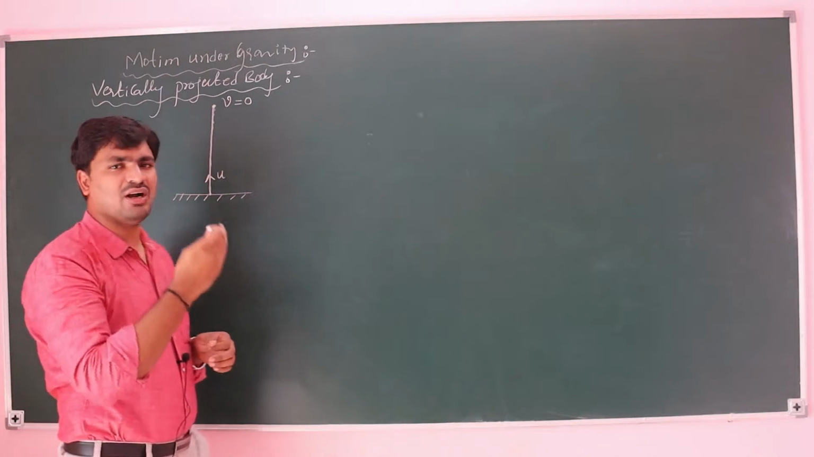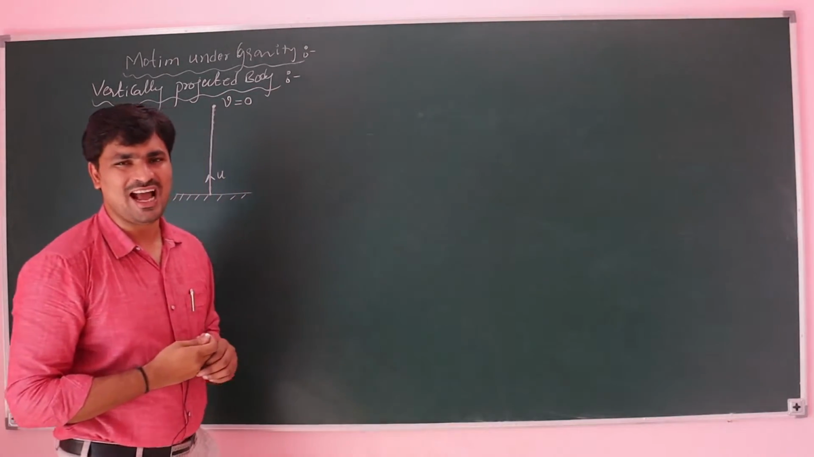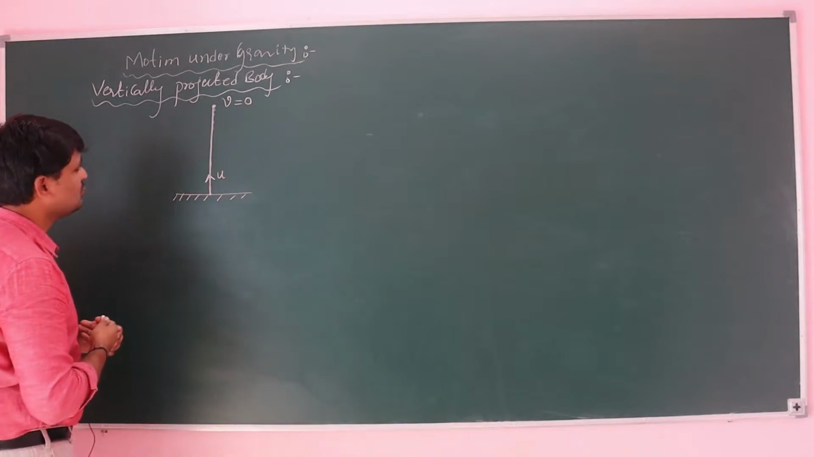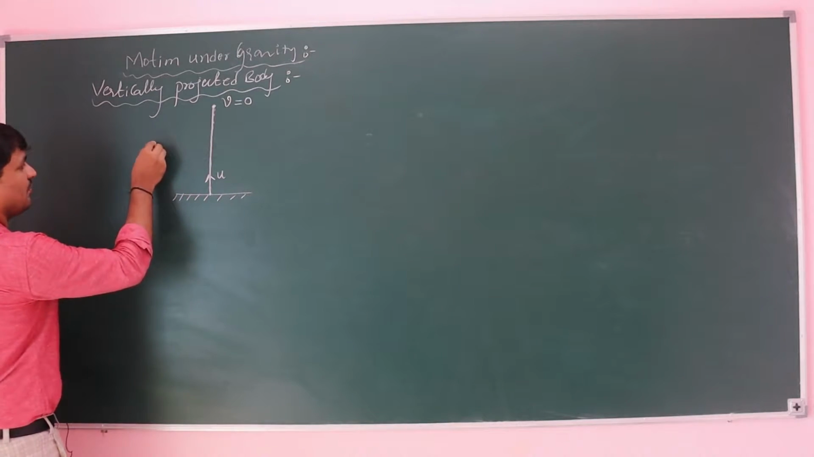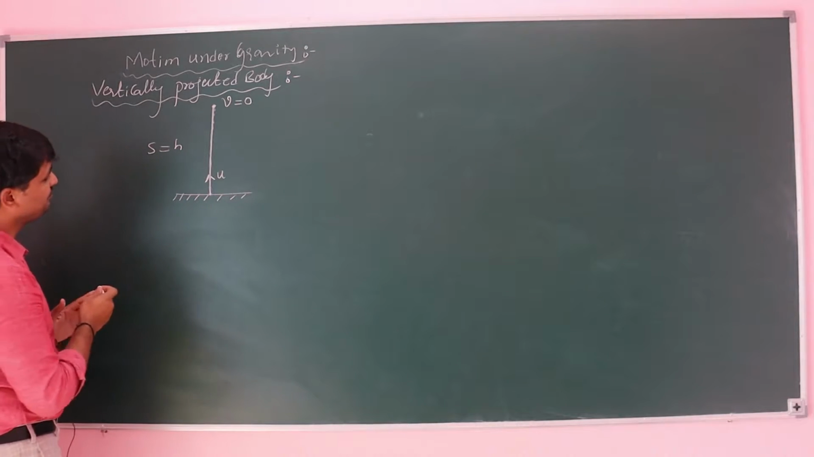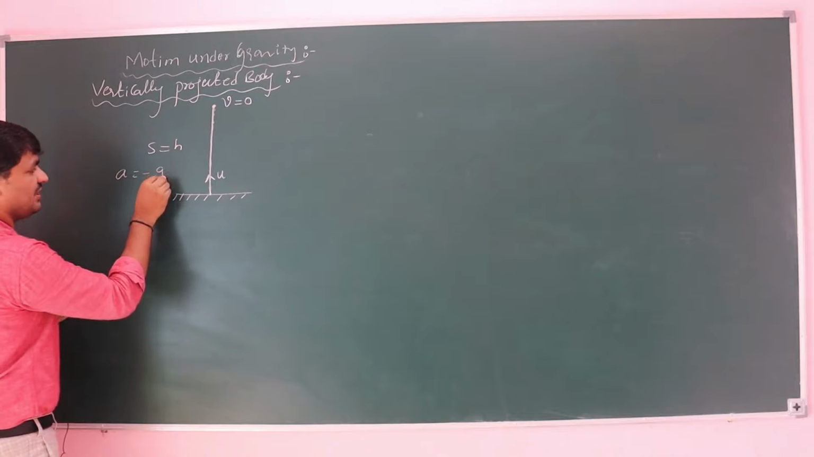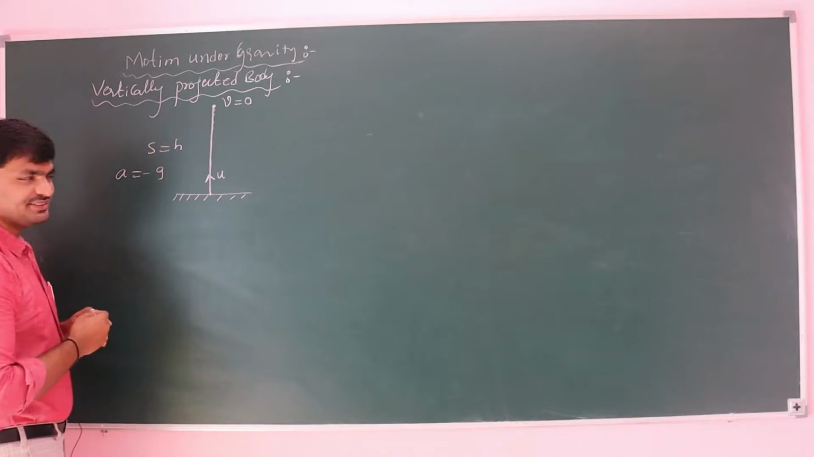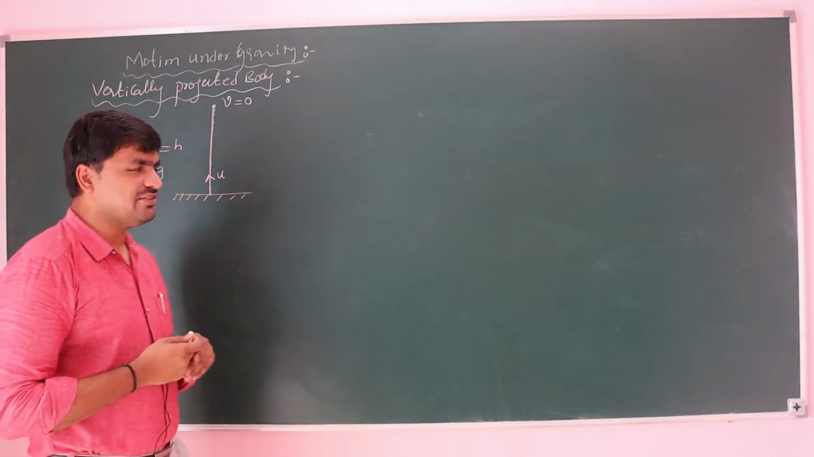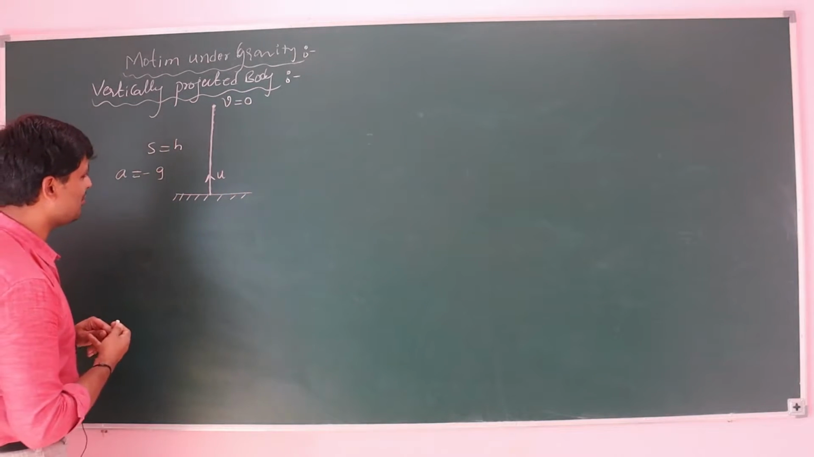Afterwards, the body acts like a freely falling body. For example, here the body covers a displacement of h meters, and the acceleration due to gravity we can take as retarding. So let me apply the equations of motion. Let's take the first equation of motion.